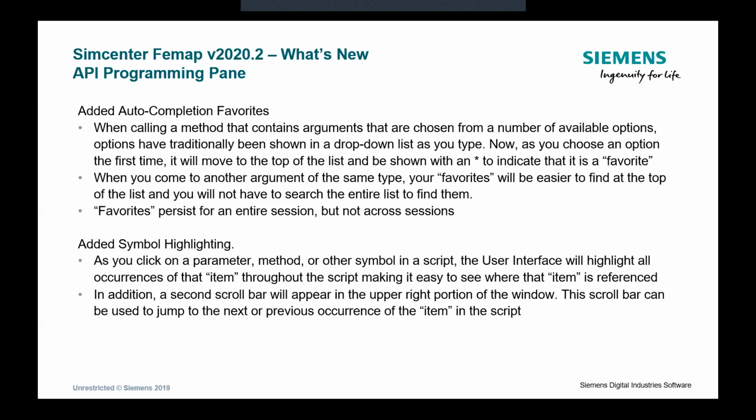And also symbol highlighting. When you click on a parameter, method or other symbol in a script, the user interface will now highlight that item throughout the script. It just makes it a little bit easier to find. There's also an additional scroll bar, which allows you to move up and down the window very quickly to find instances of a particular item. Also, something we should have done a while ago, the watch window is now the default tab displayed when debugging in the API programming pane.